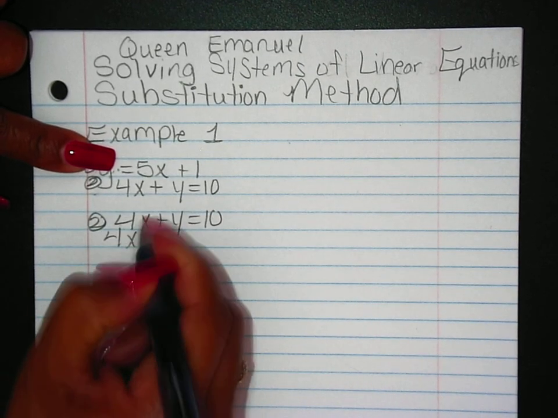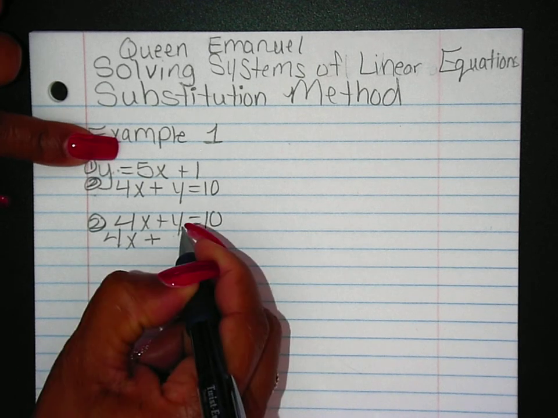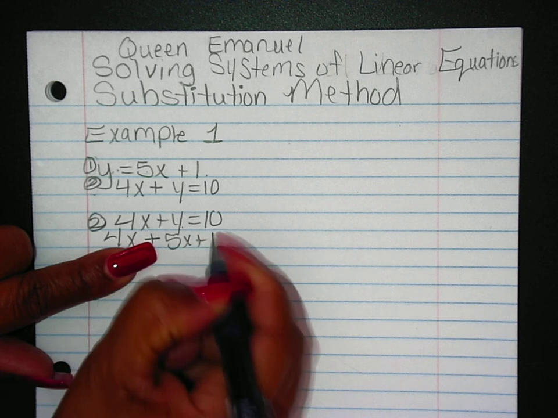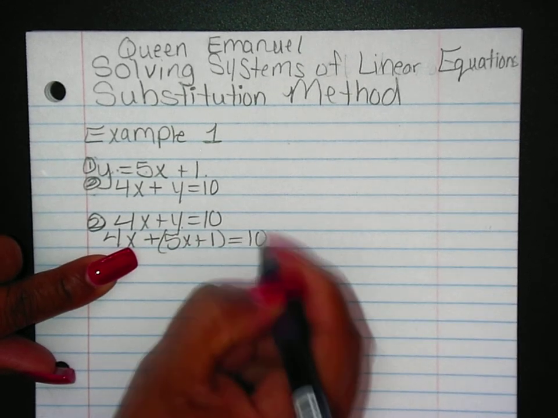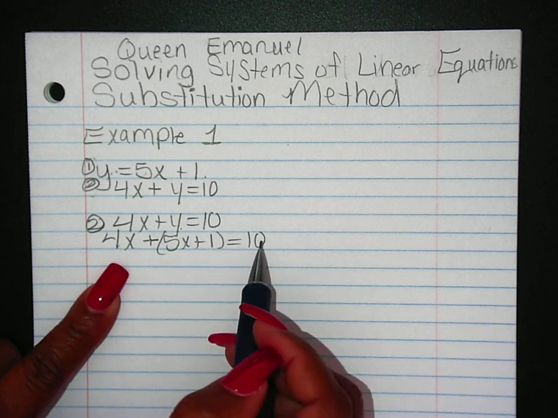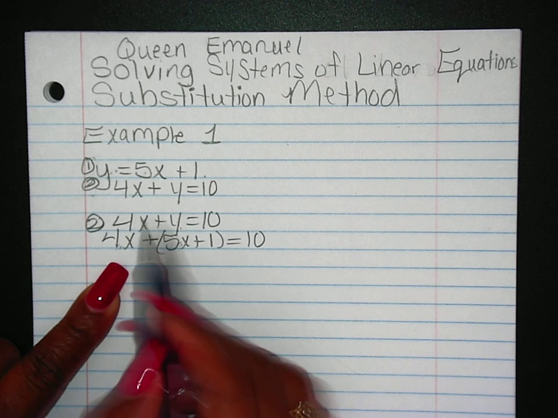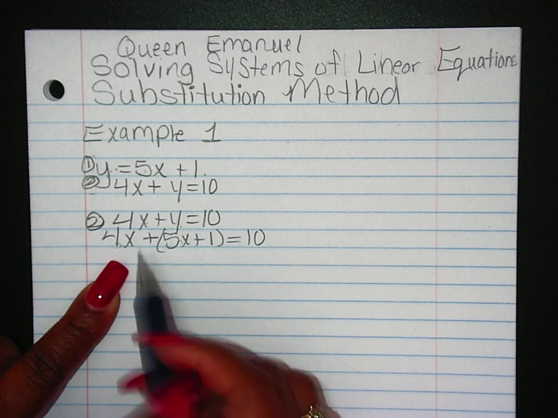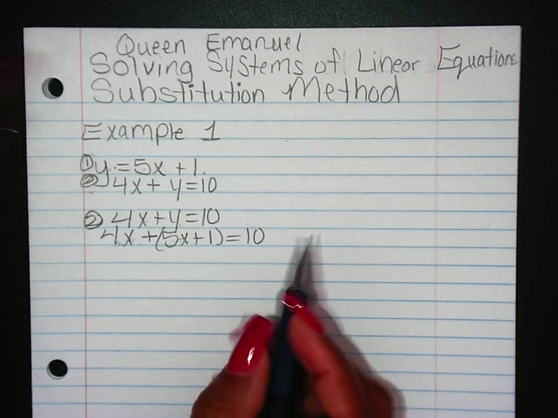So 4x, just bring that term down, write plus. Since that's a plus, I'm just going to write down 5x plus 1, put it in parentheses. Equals 10. Because in order for me to solve for the variable x, now I could actually solve for x because I have one variable. Here I had an x term and a y term. Now I just have x variables, so that means I can combine like terms.